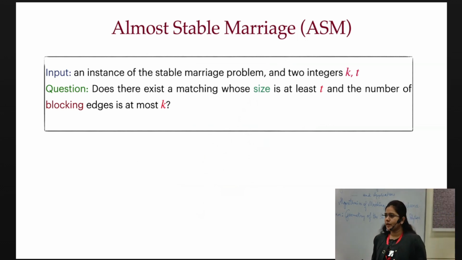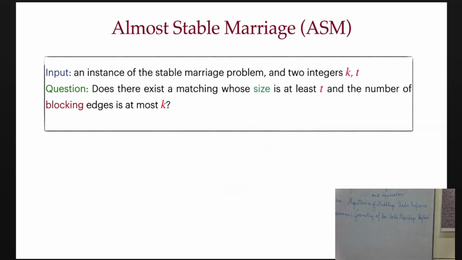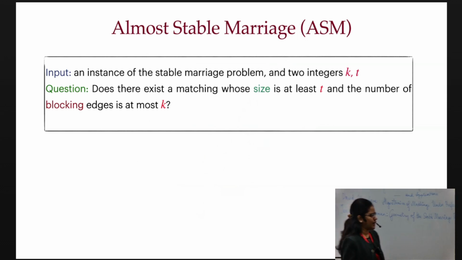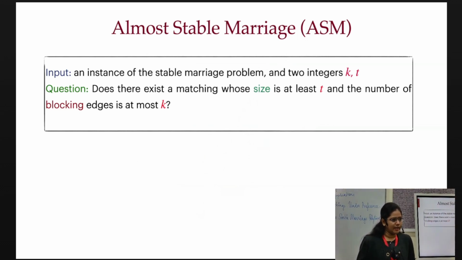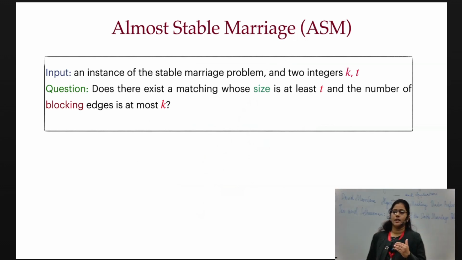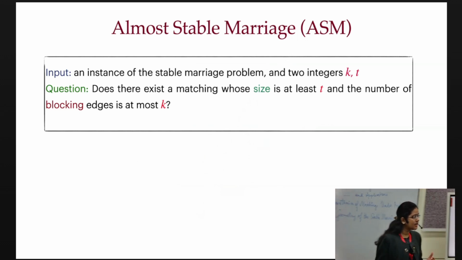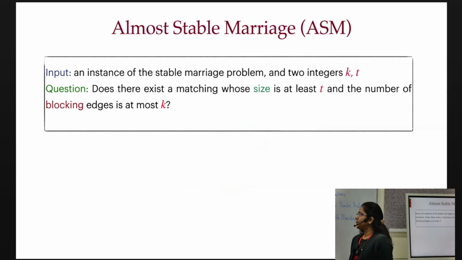Is the question clear to everybody? Now notice that we are not saying find me a stable matching, of course, we cannot ask that. So we are saying does there exist a matching. That is why the notion is almost stable matching. The matching is not stable, but it is close to stability, almost stable.